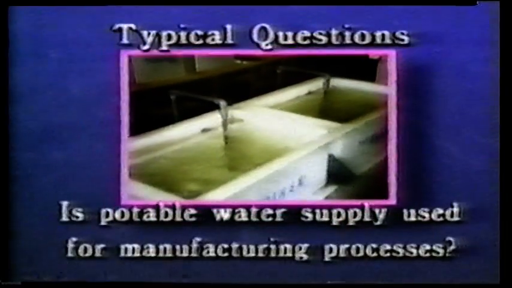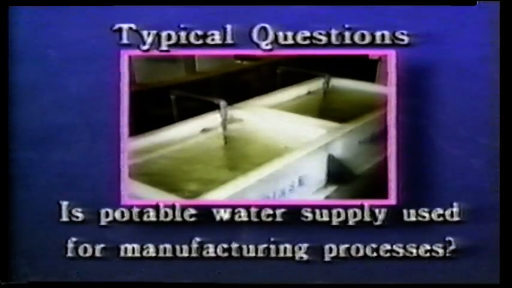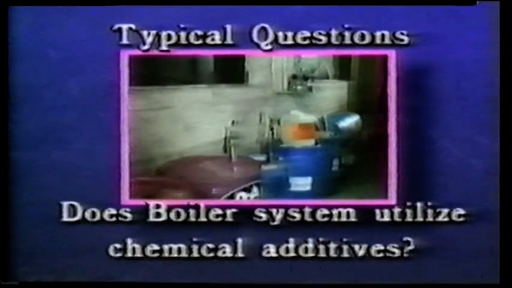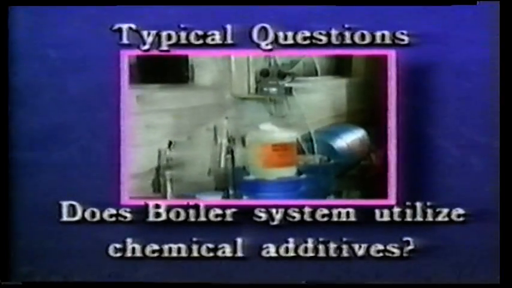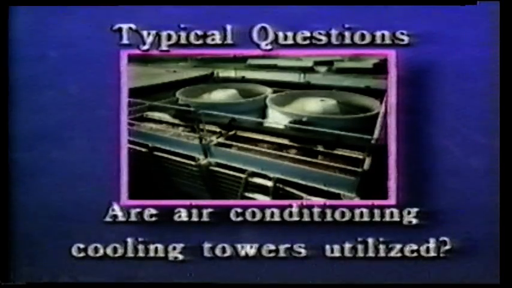The following are other typical questions that should be asked. Is the potable water supply directly or indirectly used for manufacturing processes within the facility, such as chrome plating tanks, acid baths, bleaching and dye vats, or photographic laboratory equipment? Does the boiler system utilize chemical additives? Chemical additives are commonly used as descalants, deoxidizers, and corrosion inhibitors in commercial or industrial boilers. Are air conditioning cooling towers utilized? Virtually all employ algicides, fungicides, and other biocides.